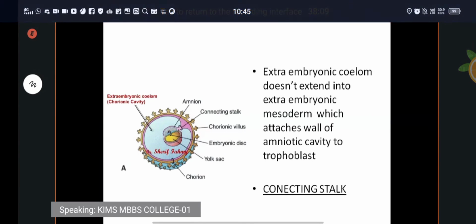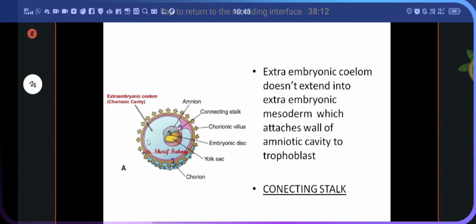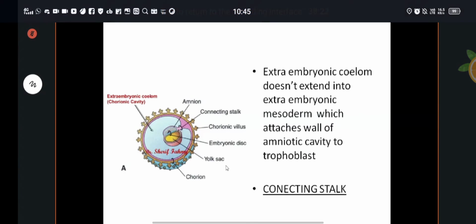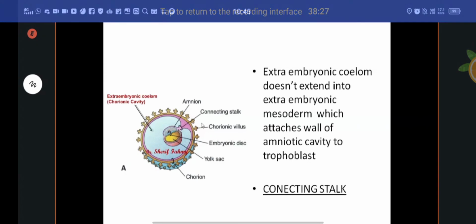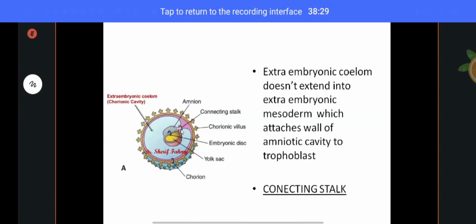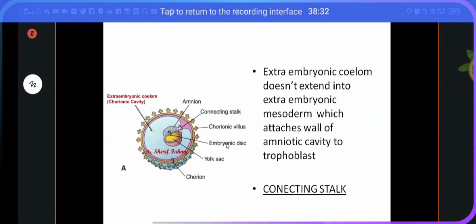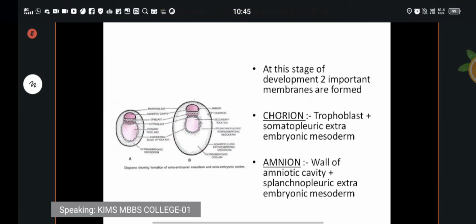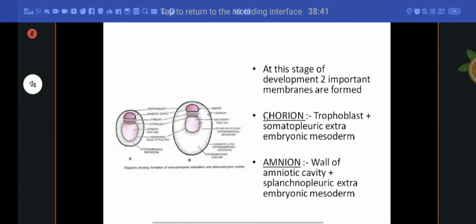It has an outer layer, which, like in the previous diagram, I called the parietal layer, and an inner layer called the visceral layer. Outer parietal layer and an inner visceral layer. And this developing embryo is connected through a connecting stalk, which later develops into the umbilical cord. Now, at this stage of development, two important membranes are formed. One is chorion and another is amnion. Chorion is the outer layer.